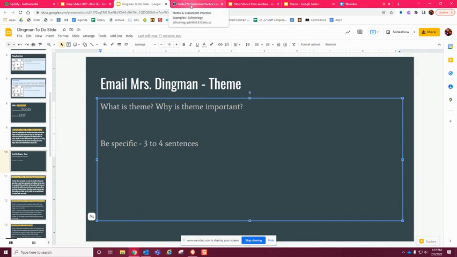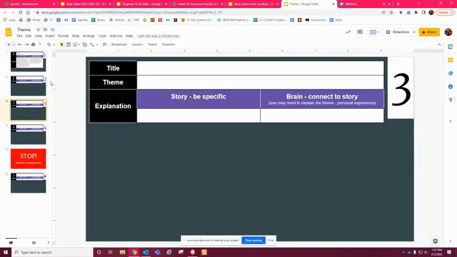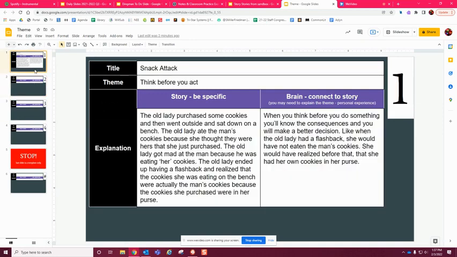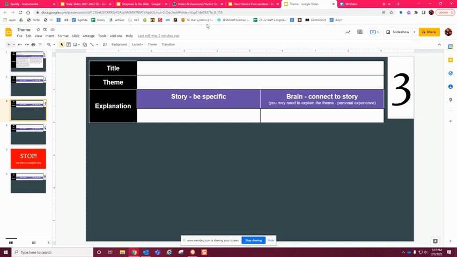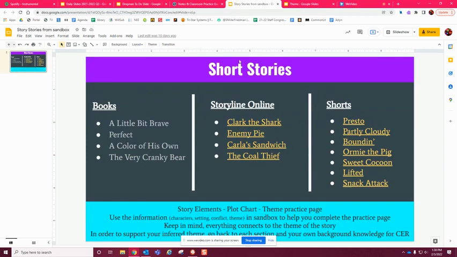Then you are revising your first two that should already be done. You're just revising it, making sure it's more specific, making sure you're really backing up and supporting why it's the theme. And then you're also doing the third one with a different story. And those stories could be any of these stories. Once you get done with that, I want you to send me an email that you are 100% done with your third theme practice, and then I will go in and look at that.